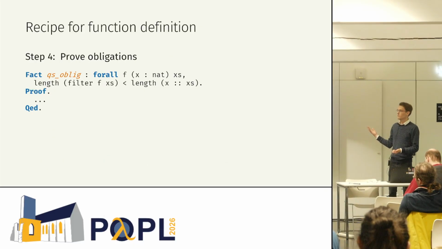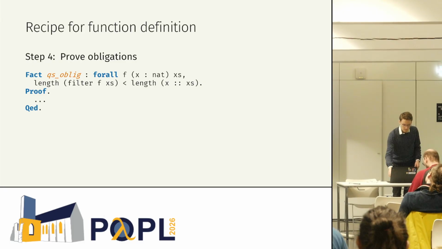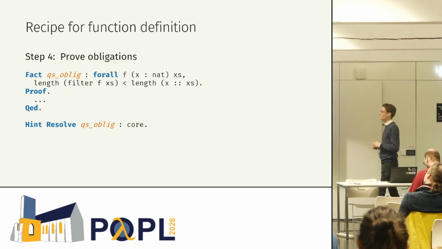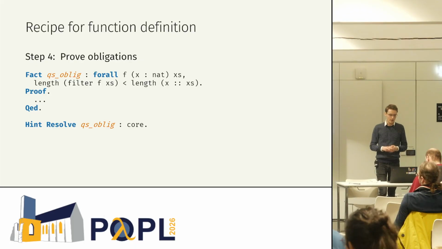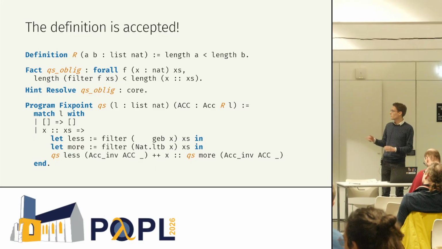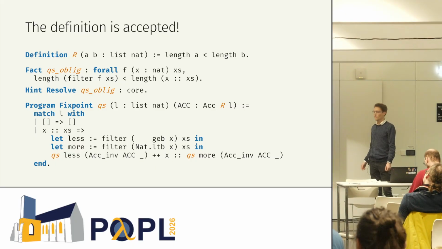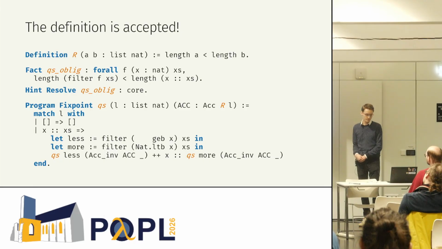In this case, they're very similar, so we can capture them with one lemma here. You can prove it, and then a really nice trick, I think, is to add this lemma to a hints database. Here I'll just add it to core because it's easy. And then our previous definition will be accepted because it tries automation.